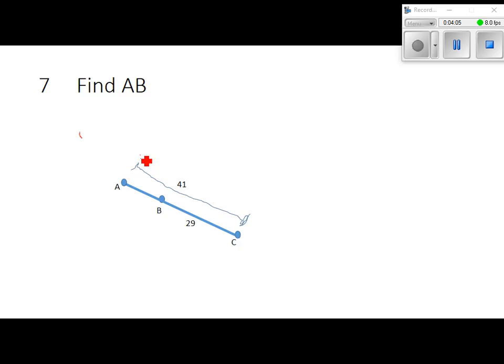Same idea. Sorry, my drawing looks so crappy here, but this time it's the segment addition postulate, except you're saying this segment plus this segment should equal this whole thing. Well, this time they tell you the whole thing, so instead of adding, you'd have to say the whole thing minus this part, and that's going to leave you with the part that you want.